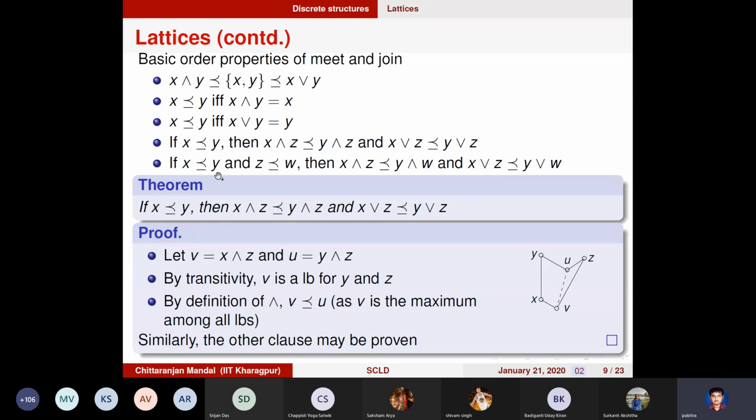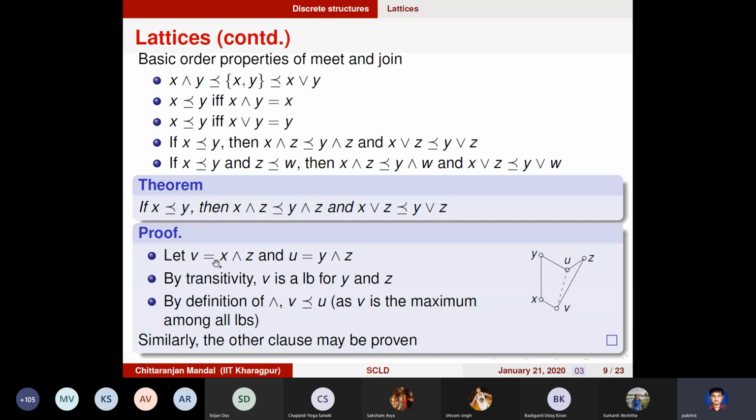If x is less than or equal to y and z is less than or equal to w, then x meet z is less than or equal to y meet w. This actually is easy to prove. Okay, this I think is the proof for this. This is actually easy to see. This is the fourth bullet point that we are proving.